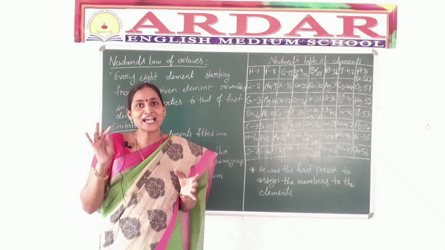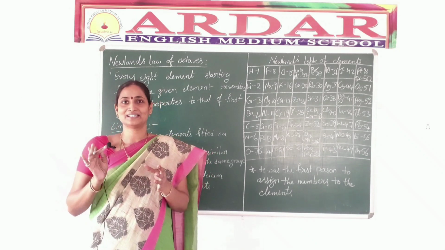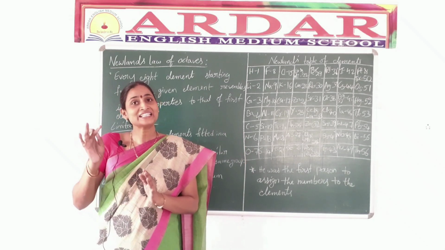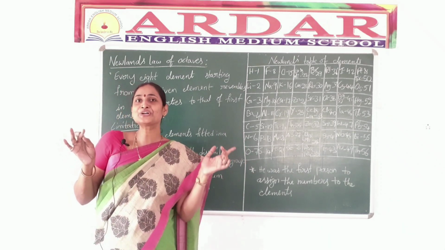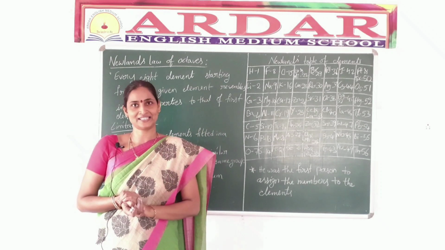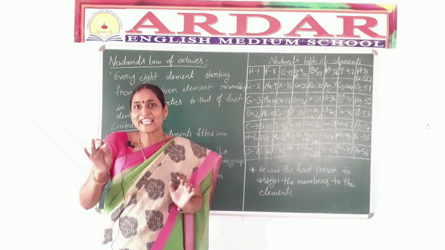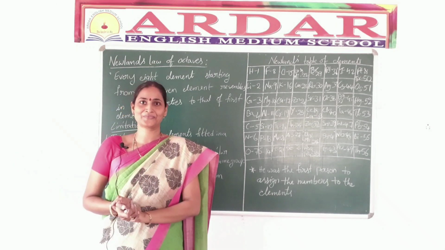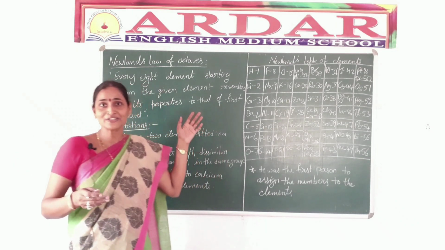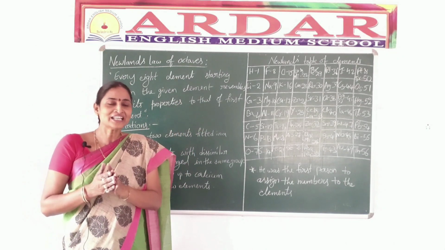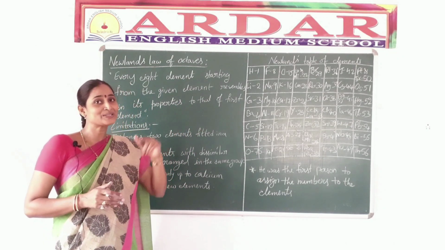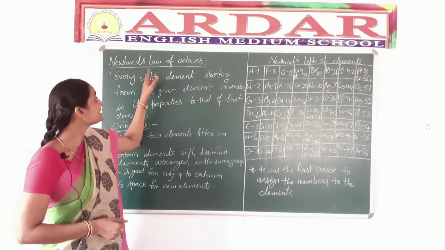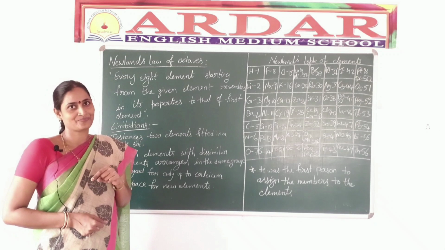This 8th note has the same characteristics as the first note, Sa. That means the 8th note and the first note have similar characteristics, and the 8th note is also the starting note of the next scale. Like this, in the law of octaves, every 8th element has chemical properties similar to the first element. It was given by Newland, and the law is called the law of octaves.